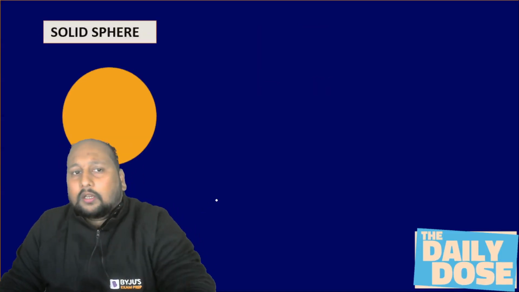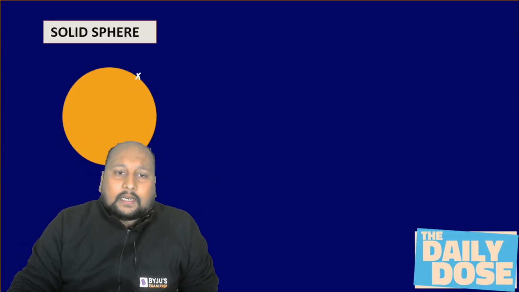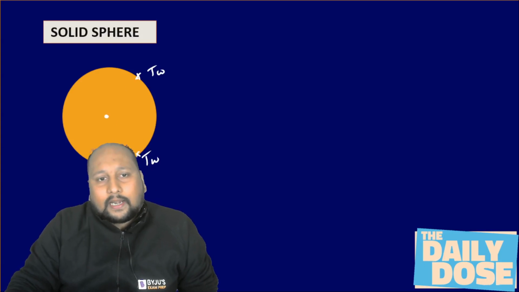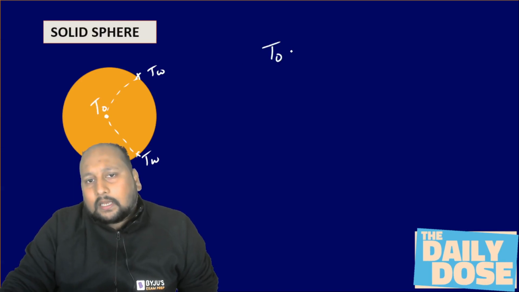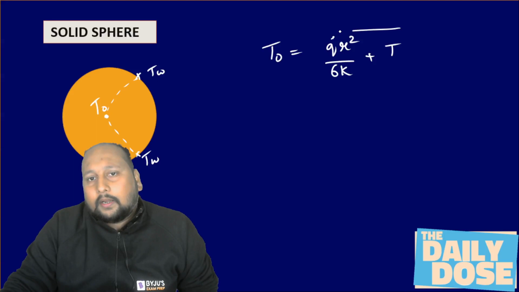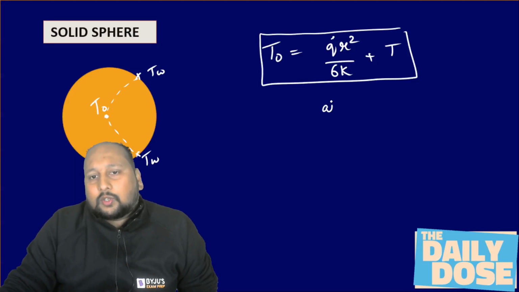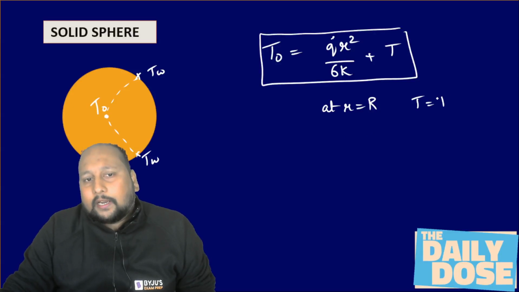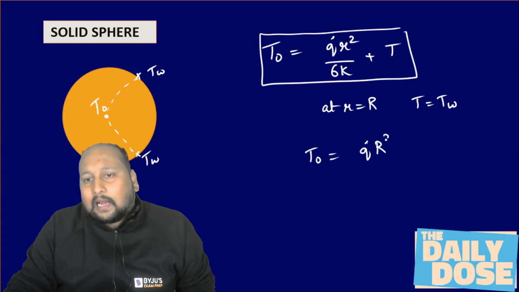But if I talk about your solid sphere, let's say on the surface we have a temperature TW, and this is the temperature at the center point, which I am denoting as T naught, the maximum temperature. So T naught is equal to q dot r square by 6k plus TW, right? So if I say, let us suppose, small r is equal to the radius, we can simply say that temperature T is tending to TW. Okay, so we can say T naught is equal to q dot capital R square by 6k plus TW.